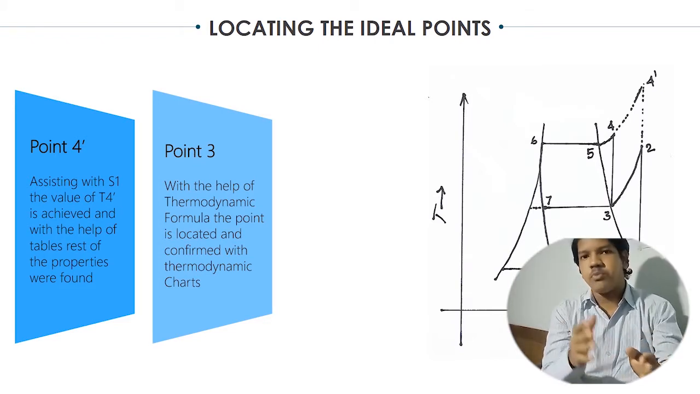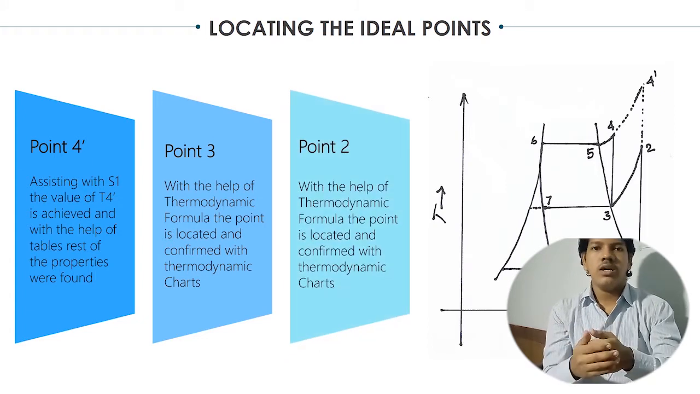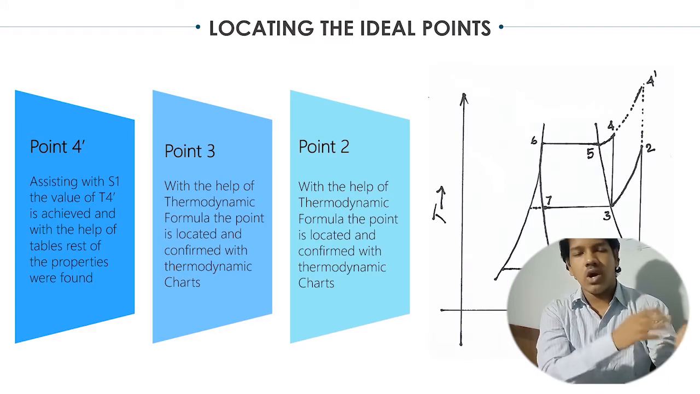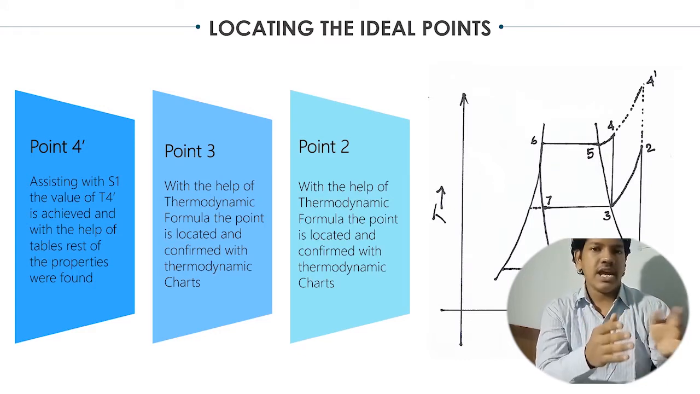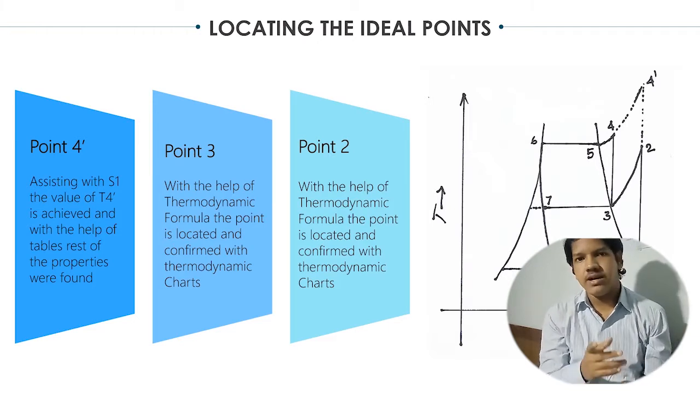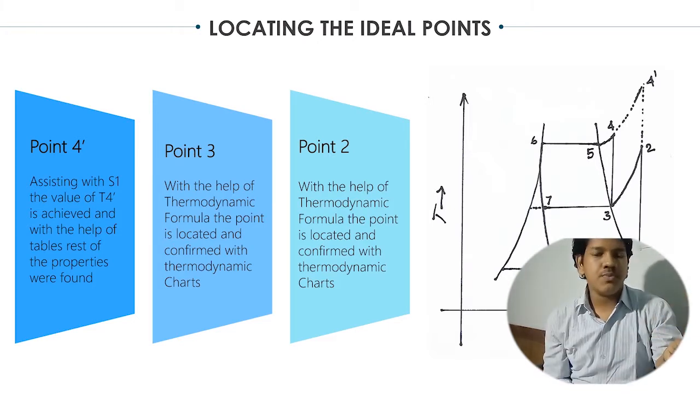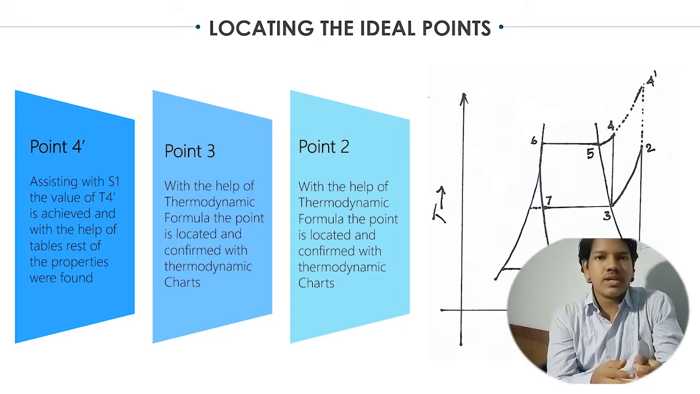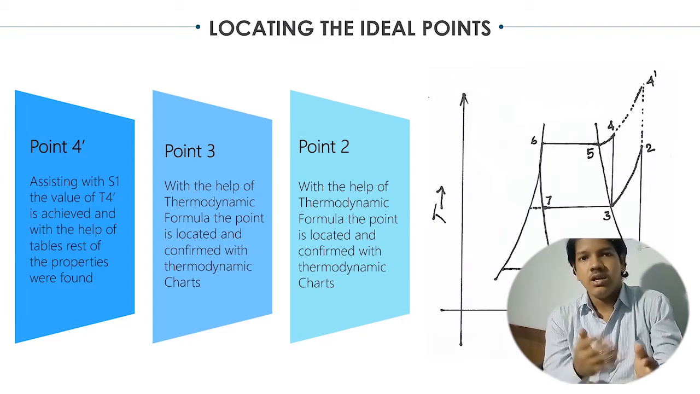Now in order to get point 2, we would use the same technique we used for point 4 dash and point 5, that is using the two thermodynamic properties. Away from these points there are other points, which can easily be obtained from the saturated vapor and liquid table of ammonia.